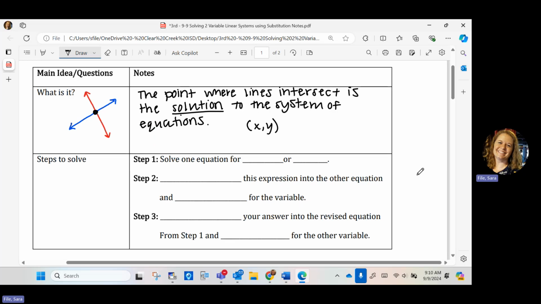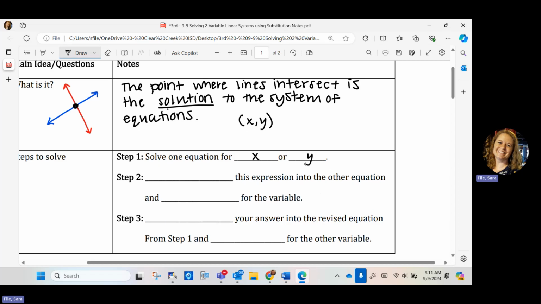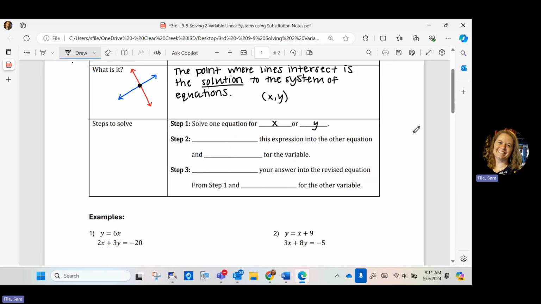Now, the steps for solving. You're given two equations. The first thing you want to do is solve one of the equations for x or y. It does not matter. You get to pick x or y, whichever one is easier to solve for in one of the particular equations. Looking down here at these examples, in number one, the first equation is already solved for y. Do you see that? So step one is already done.